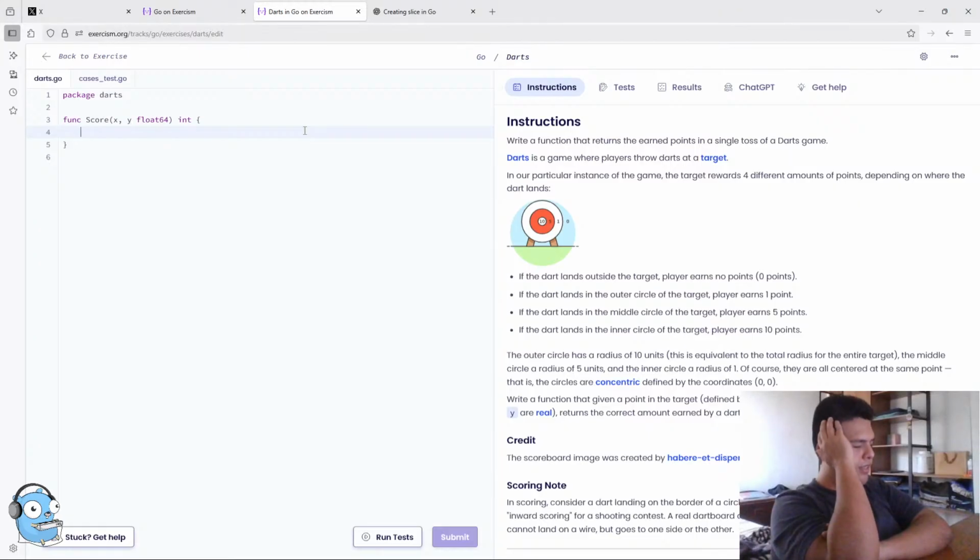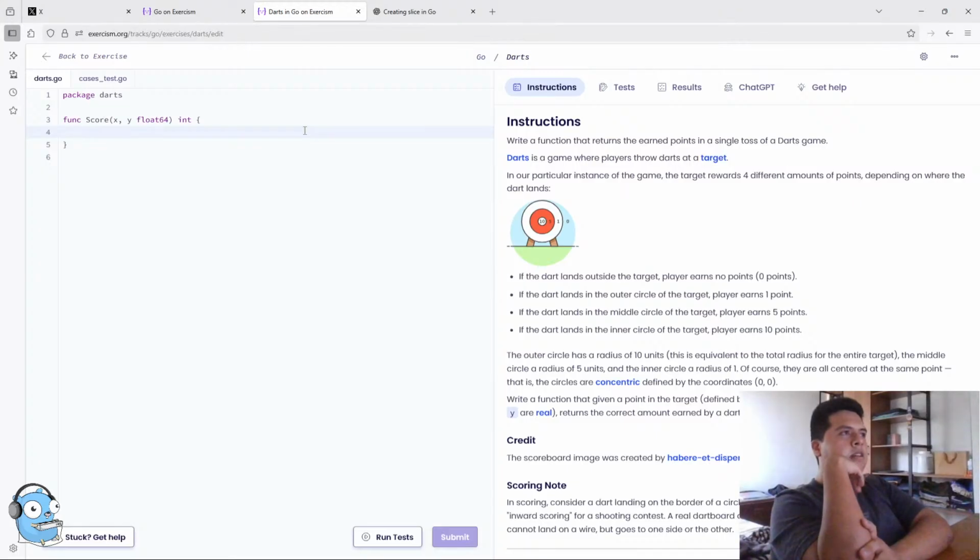I never throw the dart at the target. None of those targets from 10 points to 50 points.